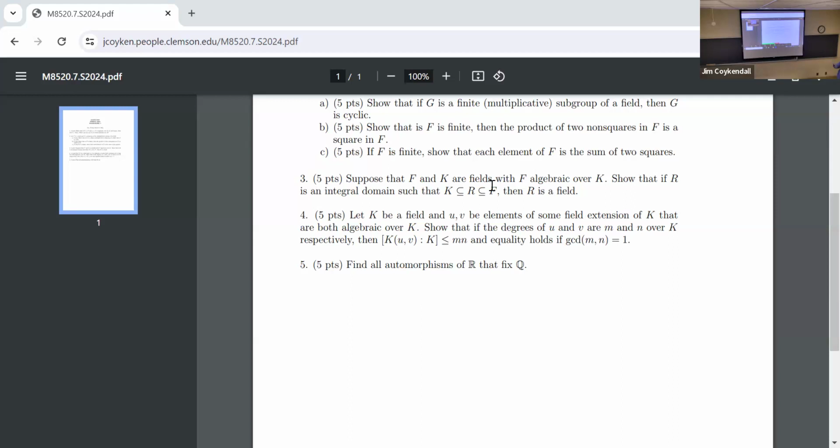Now, I notice I do not say in this problem if and only if. And finally, find all the automorphisms of R that fix Q, right? We talked about the Galois group last time. What's the Galois group of a field? That is the group of automorphisms of the big field that fix the little field.